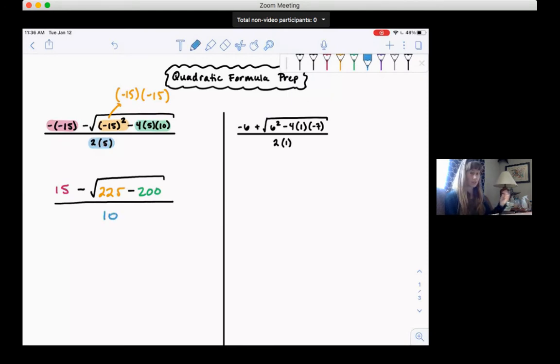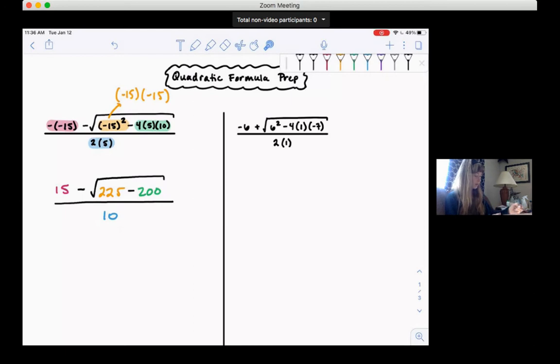Okay, so we did 4 rounds of simplification there. We changed negative 15 to positive 15, negative 15 squared to 225, 4 times 5 times 10 to 200, and 2 times 5 to 10. Everything else stayed the same. So this subtraction stayed the same, the square root stayed the same, this subtraction stayed the same, and the division.